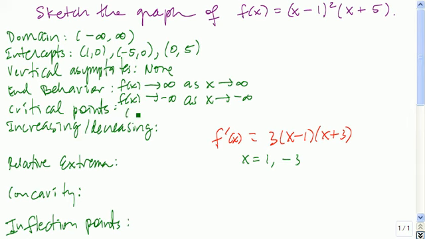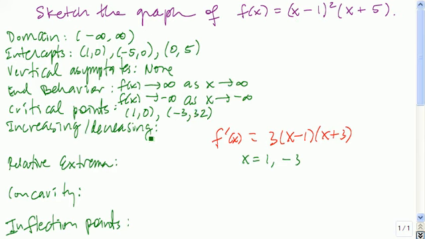Okay, so when x is 1, we plug into the original function to find the y value. So when x is 1, we have 1 minus 1 squared, which is 0, times 1 plus 5, so that's equal to 0. We also knew it was an intercept from up here. Also, we need to find out the y value when x is negative 3. Okay, if we plug negative 3 in for x up here, we get 32.